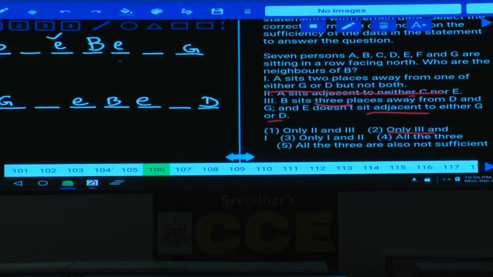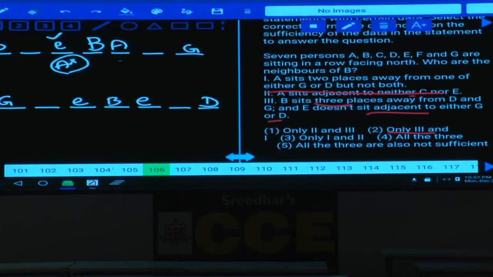Now if E is at this place, then A cannot be at this place, isn't it? Because A is 2 places away from either D or G, but not both. Hence, as E is here, A cannot be at this place. As A cannot be 2 places away from D, this A must be 2 places away from G. Are we getting the answer or not? And who are the immediate neighbors of B? E and E are the immediate neighbors of B.